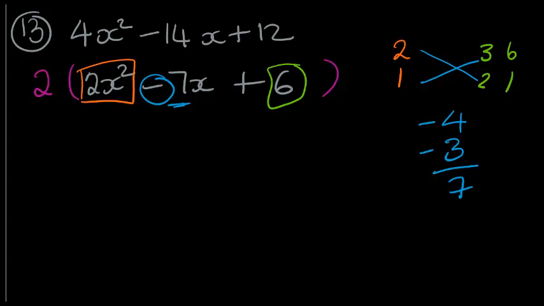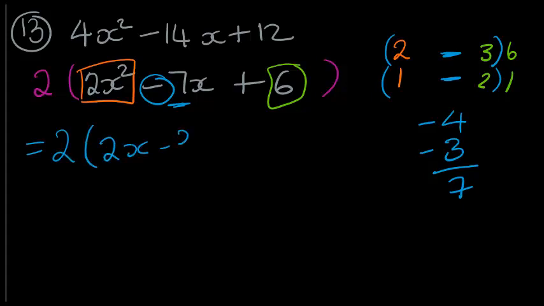This means that my answer on the top is going to be minus, and my answer at the bottom is going to be minus, and these are my brackets. So my answer is going to be 2, open bracket, 2x minus 3, close bracket, open bracket, x minus 2. That's my answer.